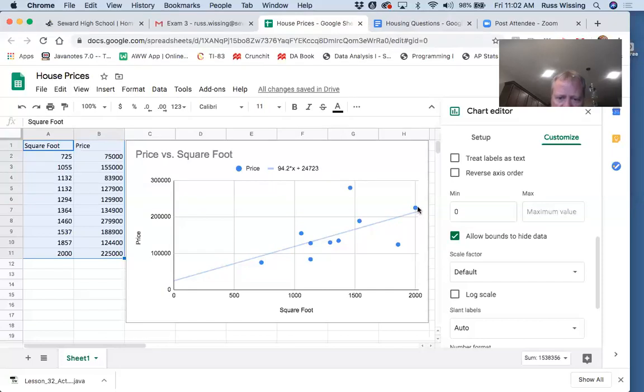Because it should be up there over 200,000. If they're only asking 100,000, either you're getting a great deal, or it has termites, or it's going to fall down, or something like that, or it's in a real bad neighborhood. But this graph helps you see what it should cost.